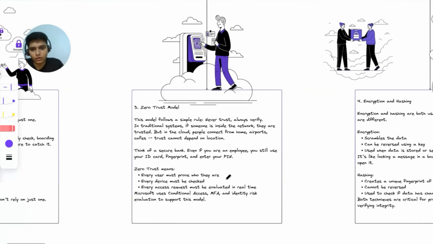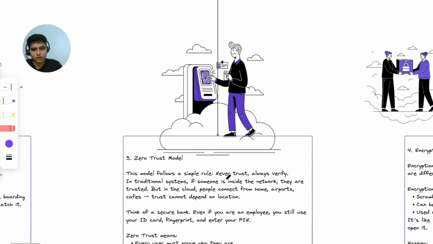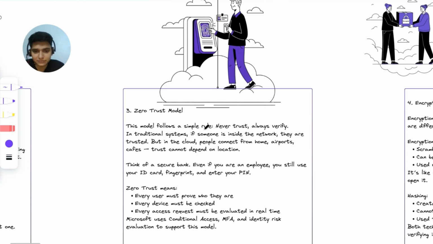Let's cover the third topic, which is the zero trust model. As you can see from the title itself, this model follows a simple rule: never trust and always verify. In traditional systems, if someone is inside your network, they are trusted. But in the cloud, people connect from home, airports, and cafes. So trust cannot depend on the location.